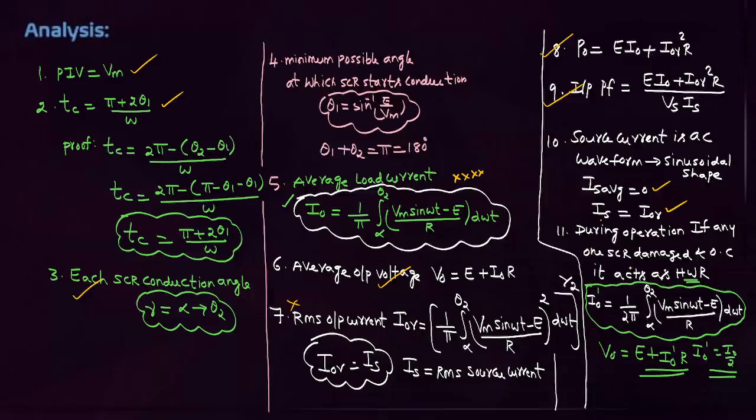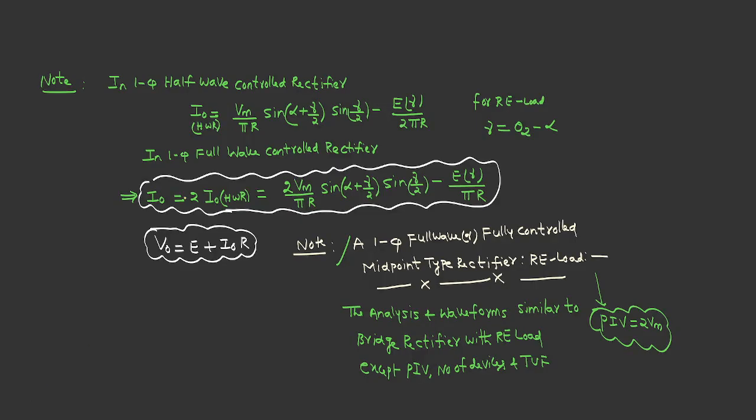I told already during the operation, if any one thyristor is damaged, it acts as a half wave rectifier. Once it is a half wave rectifier, current becomes 1 by 2 times. That is, in single phase control rectifier, this is the I naught of half wave rectifier and this is the I naught of full wave rectifier. I naught of full wave rectifier equals 2 times I naught of half wave rectifier. This direct formula you have to remember.